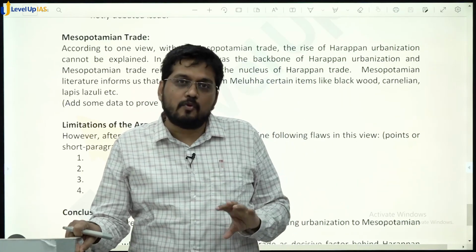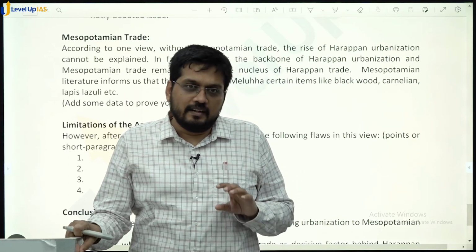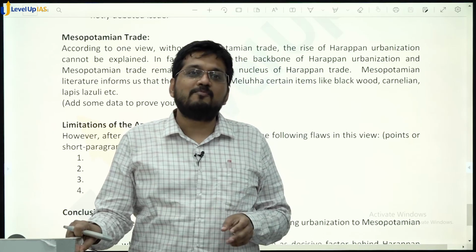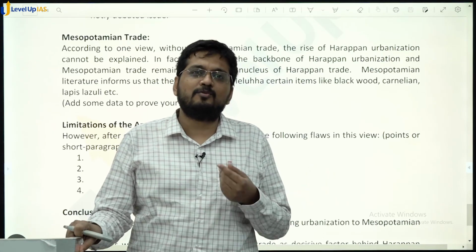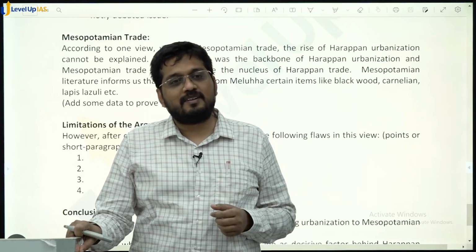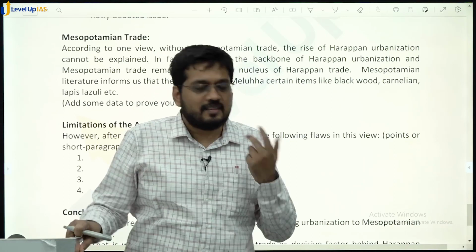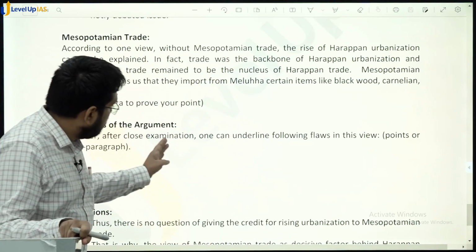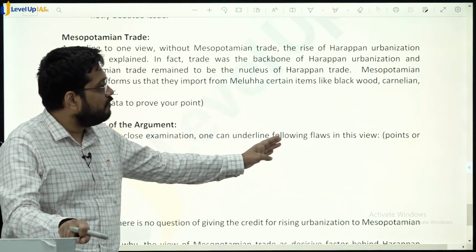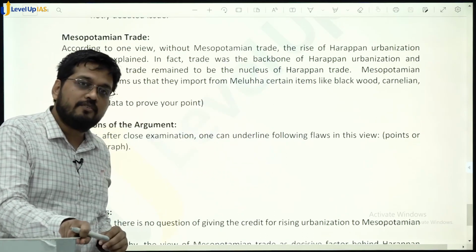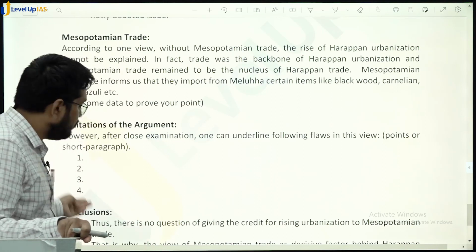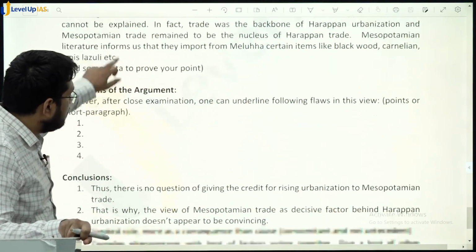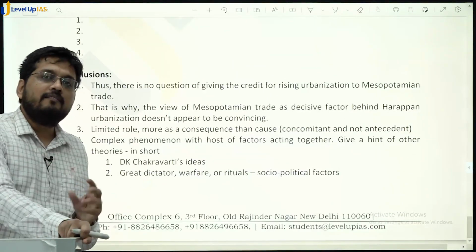It seems more of a one-way trade. Harappa is more of an export-oriented economy. It doesn't import much from the West, as it also was in the ancient times in a later era. Nonetheless, there are limitations of the argument. However, after close examination, one can underline the following flaws in this theory of Mesopotamian trade. You give those 4 arguments of D.K. Chakravarti that I gave, and then in the conclusion, you can conclude in various ways.